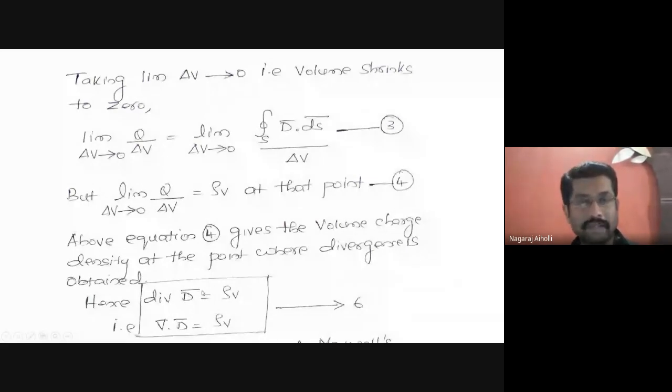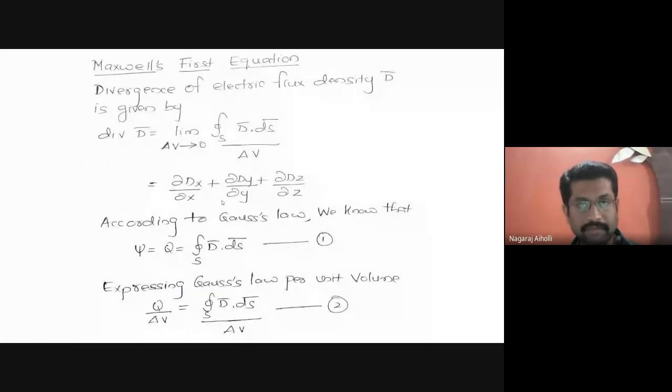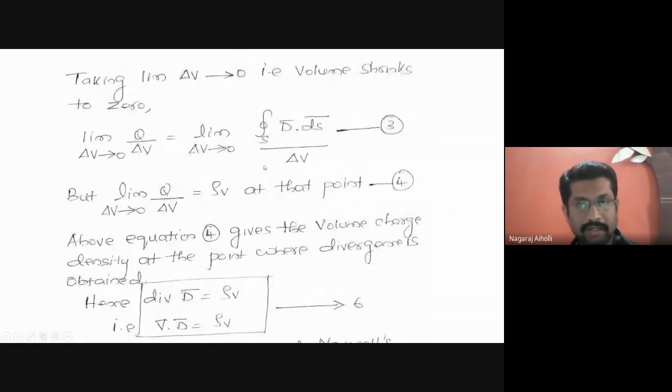Hence, the limit of Q by delta V as delta V tends to 0 is equal to rho v. If I substitute this rho v in the equation, the limit as delta V tends to 0 of the closed surface integral D bar dot dS bar divided by delta V is rho v, because the limit of Q by delta V as delta V tends to 0 is rho v. Therefore rho v will be equal to the RHS in equation 3.